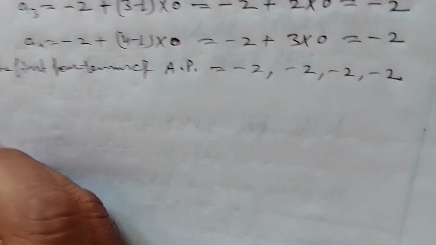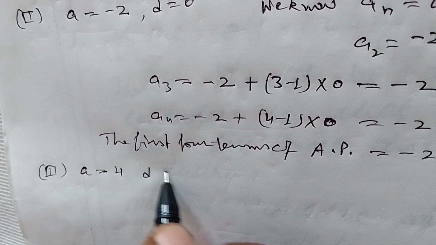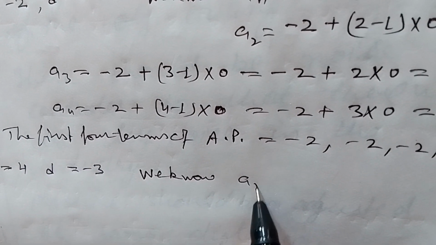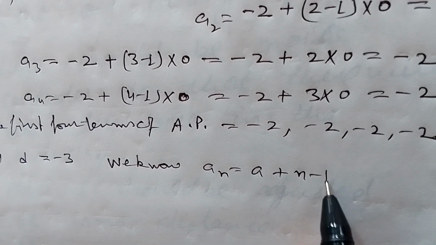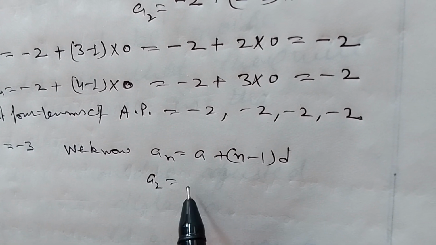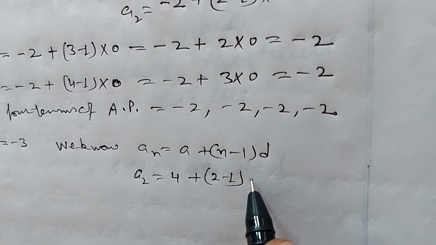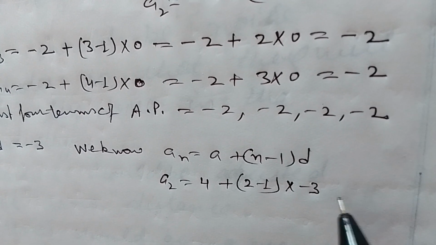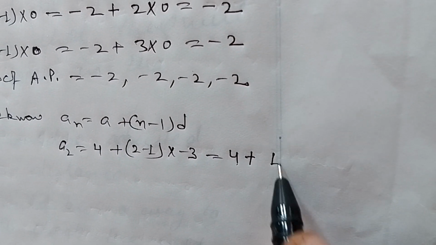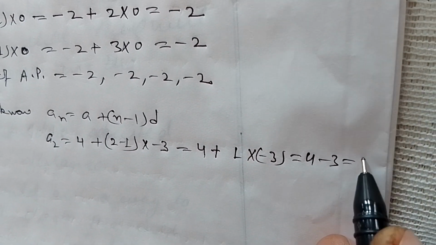Now the third part, that is, first term a is given as 4 and common difference d is given as minus 3. So as we know, the formula is an equals a plus n minus 1 d. By putting in the values to calculate a2, we have 4 plus 2 minus 1, second term we have to calculate, common difference is minus 3. So it will come out to be 4 plus 1 multiplied by minus 3. That comes out to be 4 minus 3, which is 1.